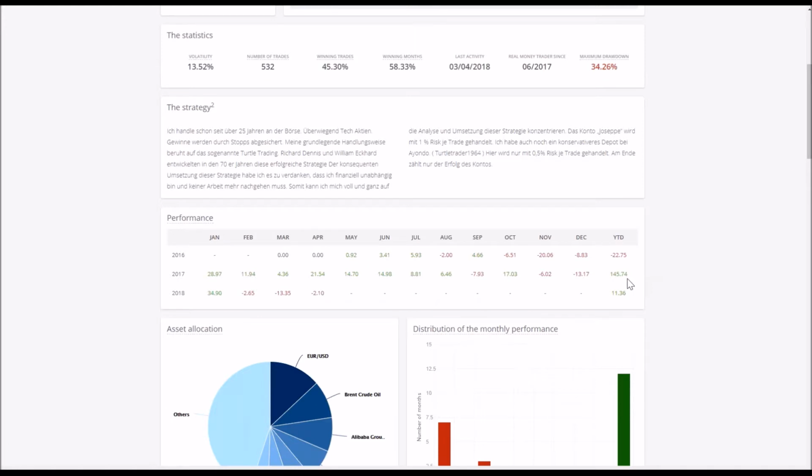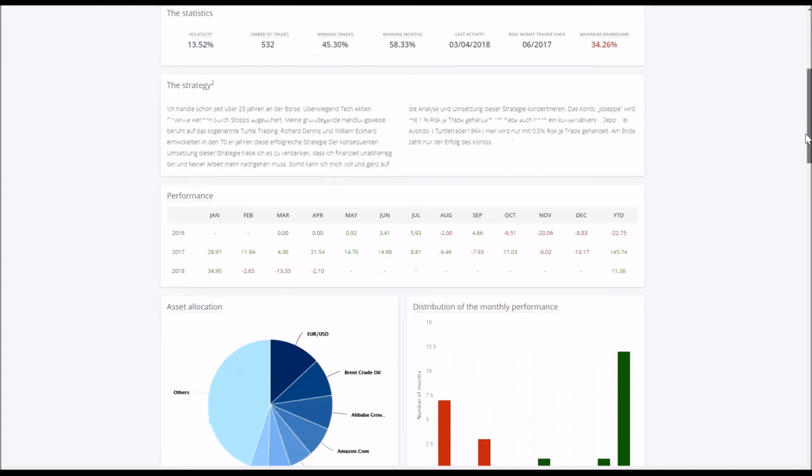Performance, I mean, last year was a cracking year. 2017, 145% return. Year before, pretty disappointing, down 22%. And so far this year, even though 3 months out of 4 so far have been losers, the account is still up 11% on the year.